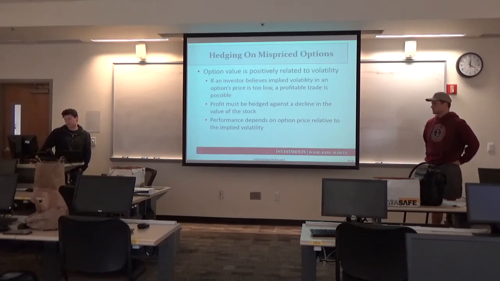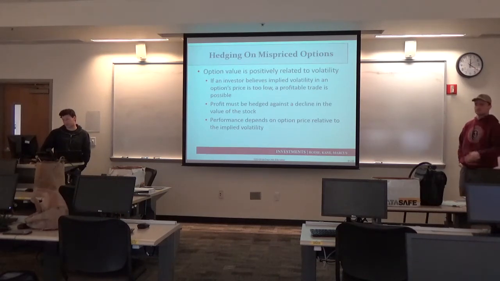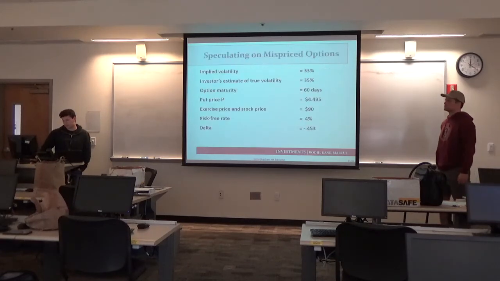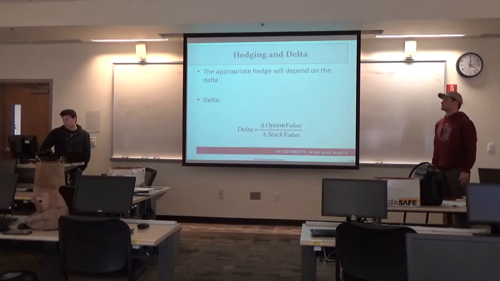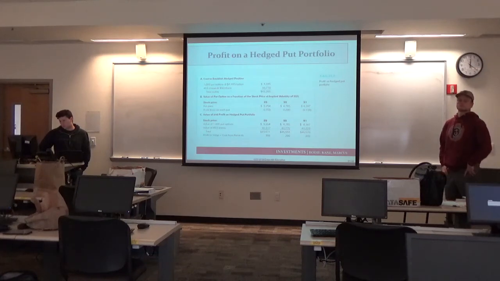If an investor believes implied volatility in an option's price is too low, a profitable trade is possible. The position must be hedged against a decline in the value of the stock, as performance depends on the option price relative to the implied volatility. The appropriate hedge will depend on the delta. Delta is the change in option value over the change in stock value. This just shows broken down what the delta would be, utilizing all those different numbers. Same thing.